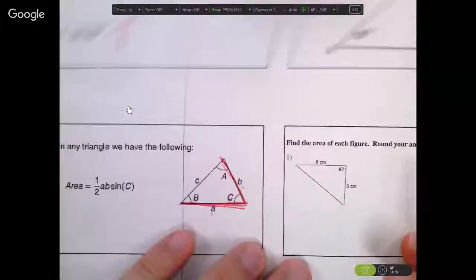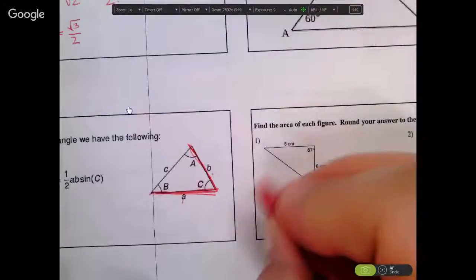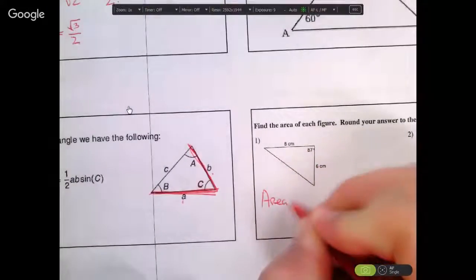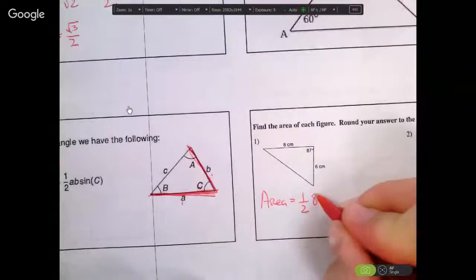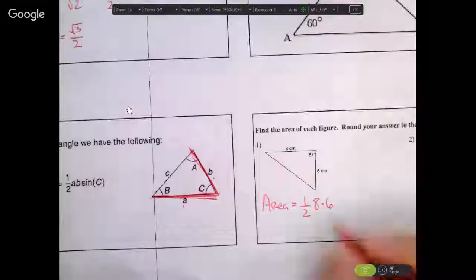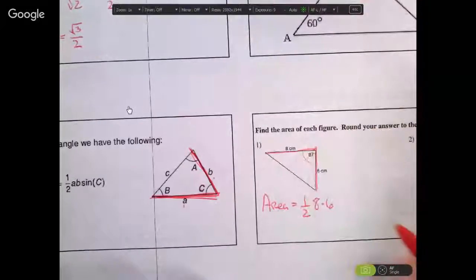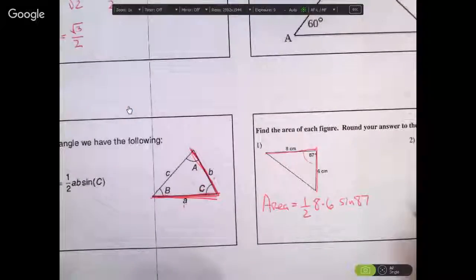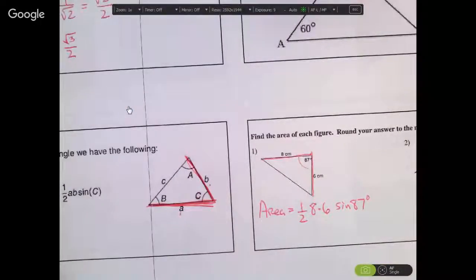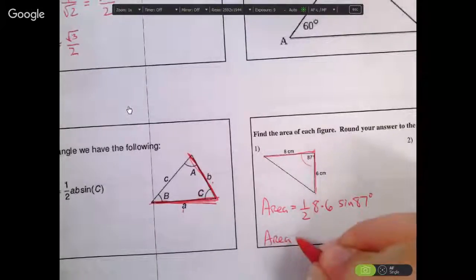So let's look at number 1. I think it'll be a lot easier here. So this area equals 1/2 times 8 times 6. I'm using this side and this side, so therefore I'm going to use the angle in between, sine of 87. You just plug that straight in because it's all multiplication. That's it. Boom.